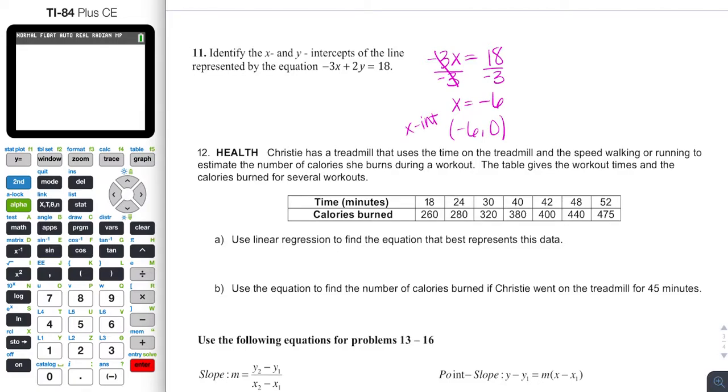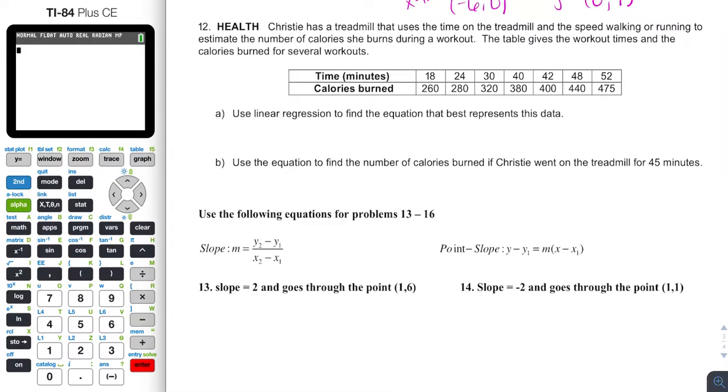So that is our x-intercept. Then we have to solve for y, so we're going to do the same thing. Pretend like that x isn't there. Just focus on the y's. So to get y by itself, divide by 2, y equals 9. So our y-intercept is going to be 0, 9.